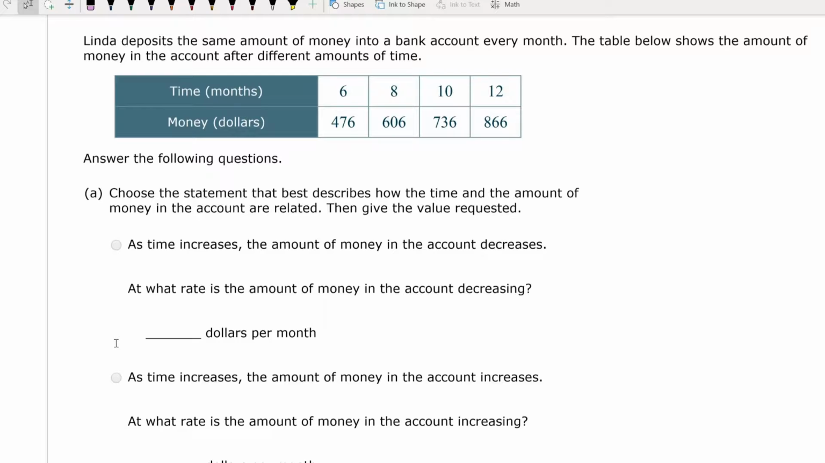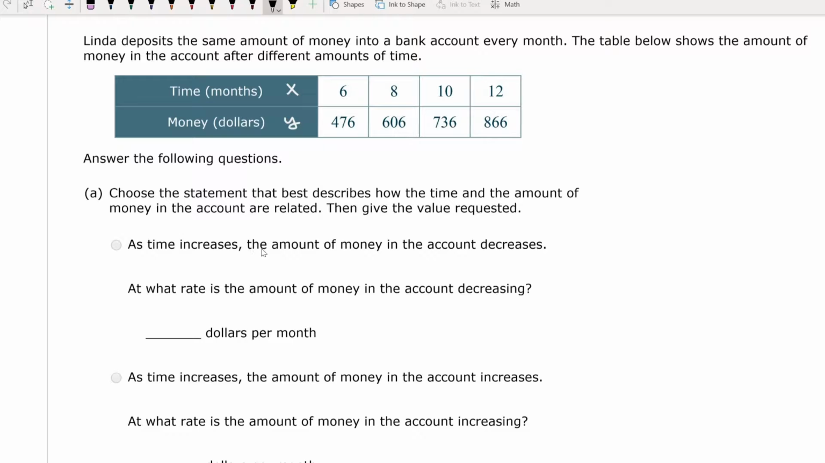Linda deposits the same amount of money into the bank account every month. The table below shows the amounts of money in the account after different amounts of time. As you see in the x and y value table, the x value, the one on top, represents time. My bad, I'm going to change this really quick. The top is the x value, representing time, and the y value represents money in dollars. Choose the statement that best describes how the time and the amounts of money in the account are related. Then give the value requested.